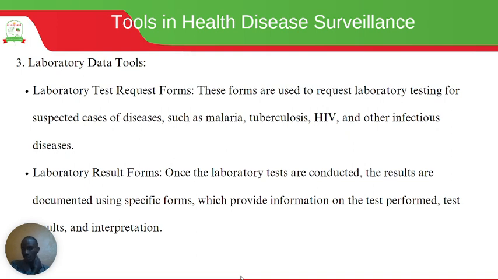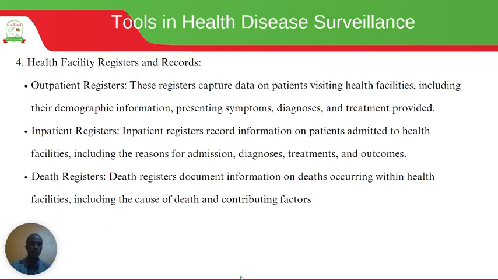So once the laboratory tests are conducted, the results will be documented using these specific forms, which provide information on the test that has been performed, the results, and sometimes the interpretation. Though in some cases, the interpretation is done by the person who requested this laboratory test. But in some tests, like the ultrasound tests I've seen, they always give an overview of this interpretation. And then another tool that is essential in health disease surveillance is the health facility registers and records.